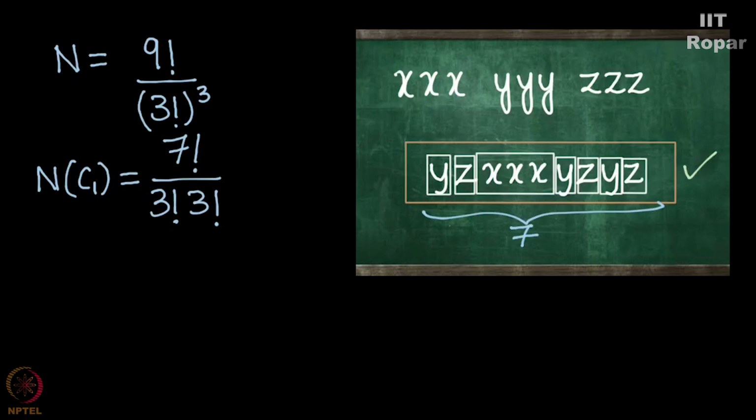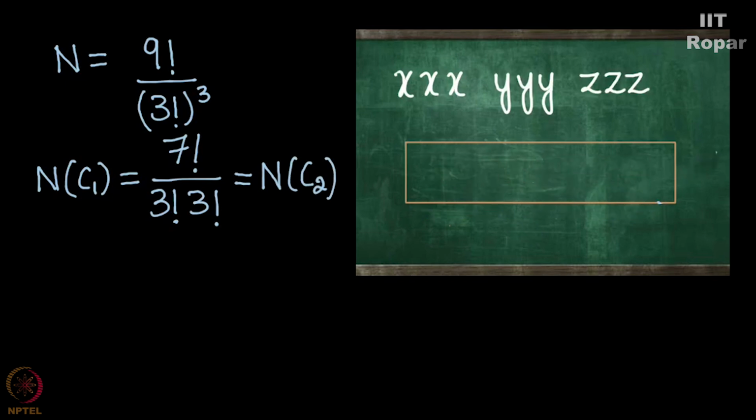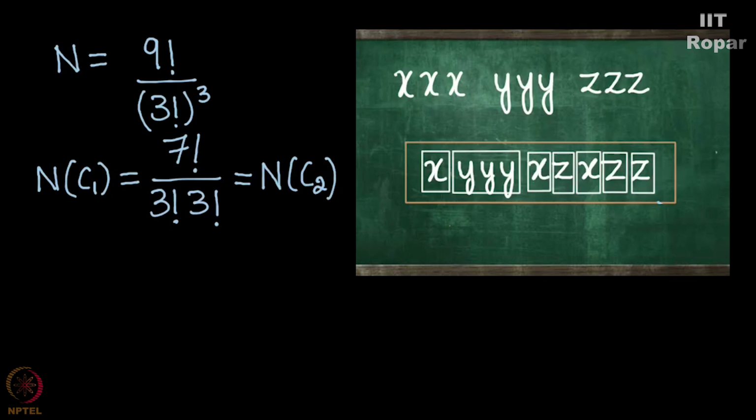Now, don't you think it is the same for n of C2 and n of C3 as well? Because I can write it as x, y, y, y, xz, xz and x. So I'm again having y, y, y as 1 unit and the rest 6 of them as individual units, which happens to be 7 factorial by 3 factorial into 3 factorial. Same holds true for C3 as well. So n of C1, n of C2 and n of C3 are each 7 factorial by 3 factorial into 3 factorial.